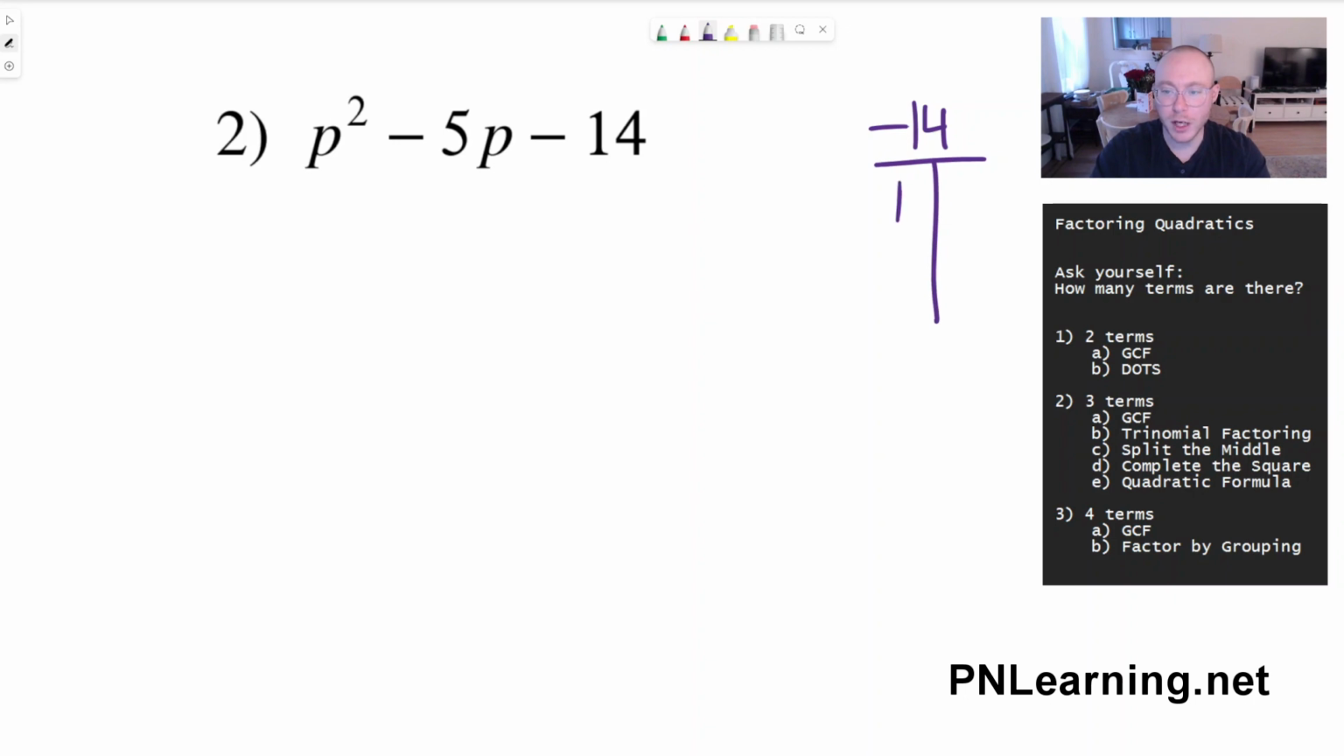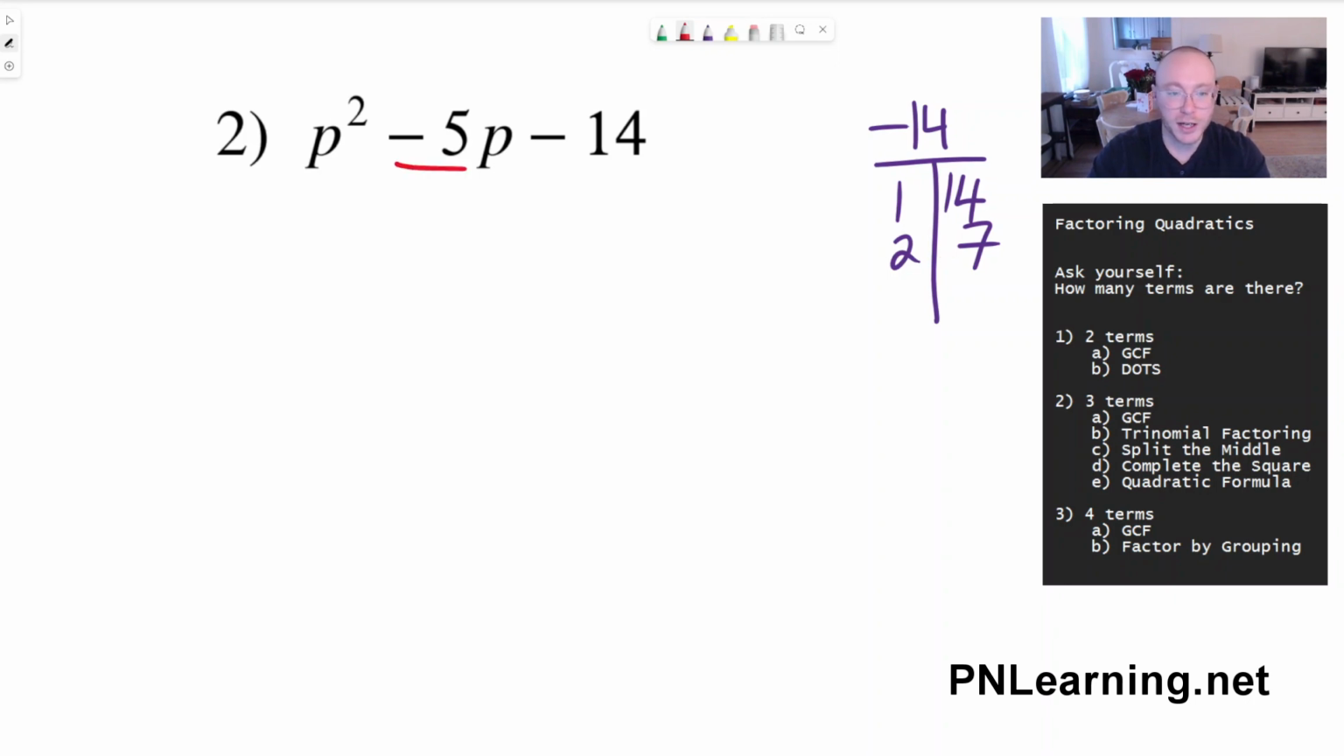14 would be like 1 times 14, 2 times 7, and that would pretty much be it. Those are our only options. So now we want to look at each factor pair and think about which factor will be negative so that they will add up to negative 5. Looking at 2 and 7, we would say, hey, those are apart by 5. Those have a difference of 5. So we should be able to either do 2 minus 7 or 7 minus 2.